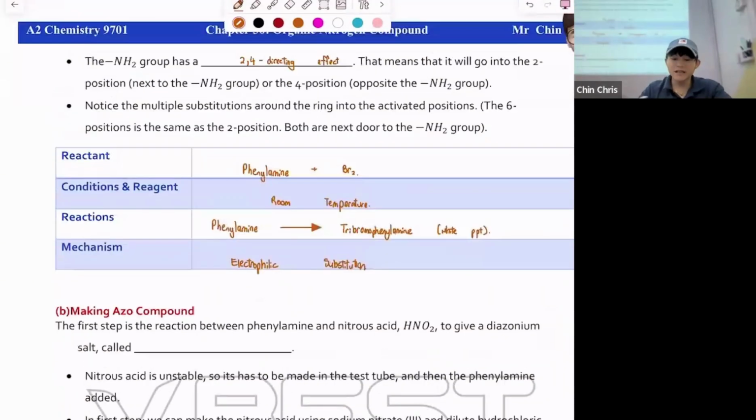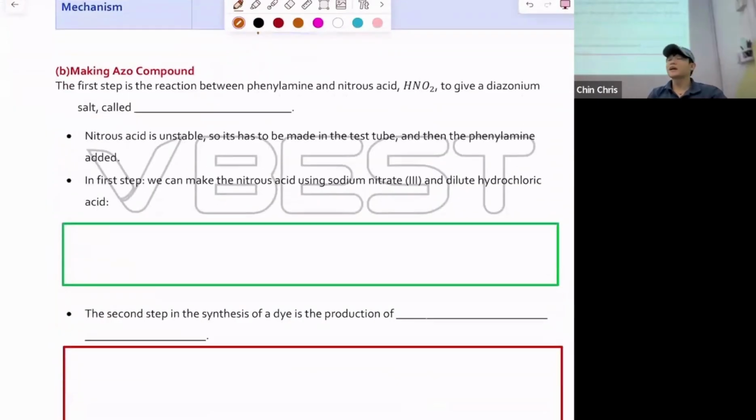All right, guys, next. Once done, let's look at making azo compound. For azo compound, we have done it during the phenol chapter already. So let's redo it. The first step is the reaction between phenylamine and nitrous acid to give a diazonium salt. We call this reaction diazotization.